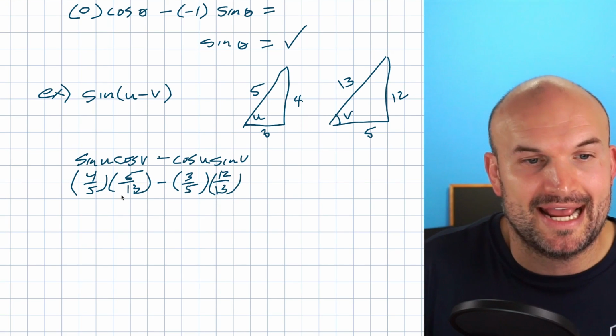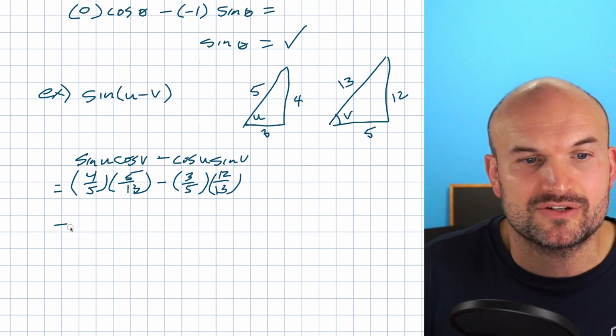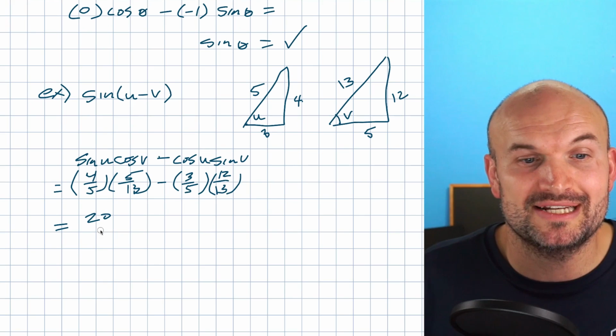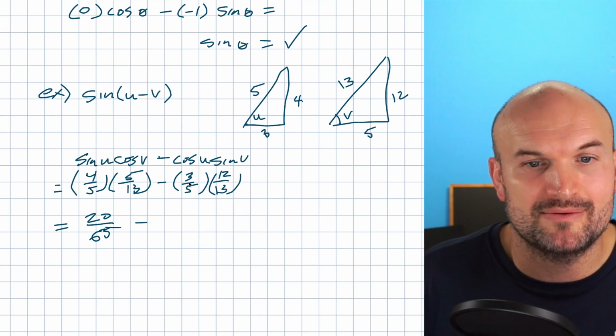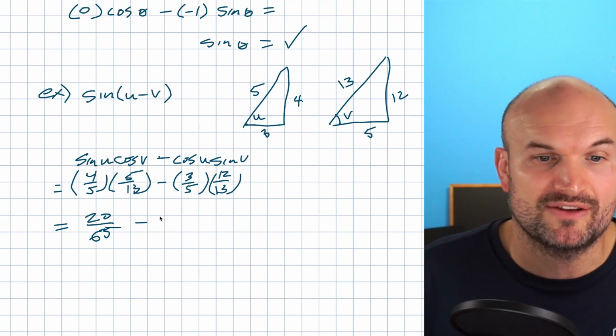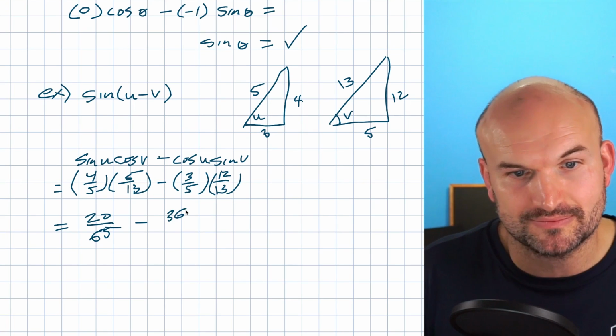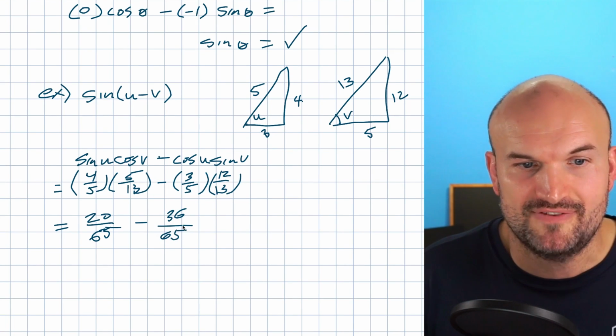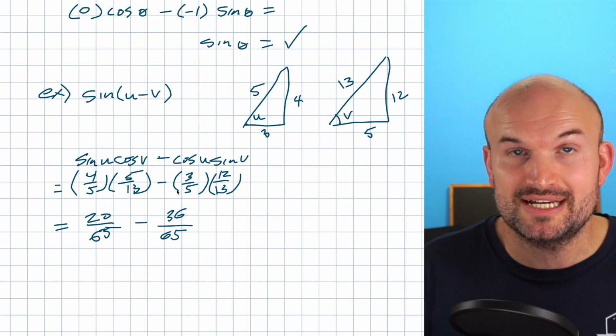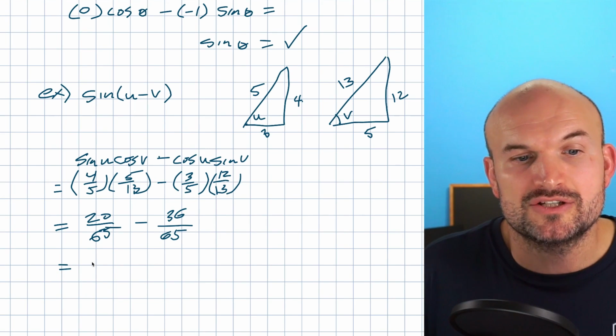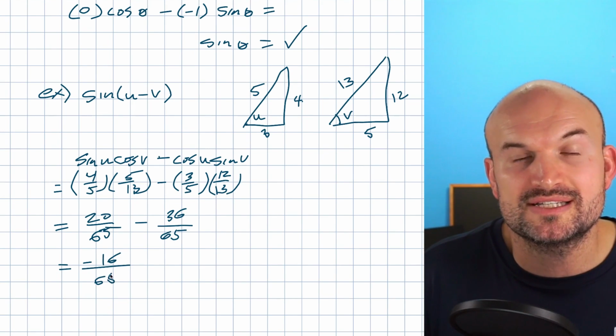Now I can just go ahead and simplify this out. So 4 times 5 is going to equal 20. 5 times 13 is going to equal 65. And then minus 3 times 12 is going to be 36, all over, again, another 65. Now 20 minus 36 is going to equal negative 16. So I'll have negative 16 all over 65.